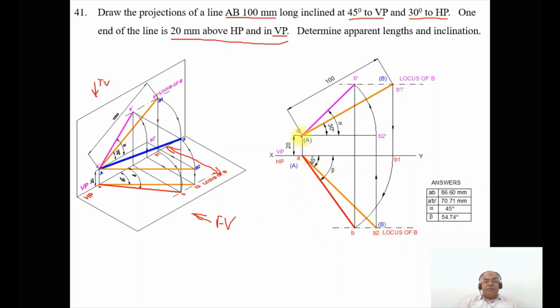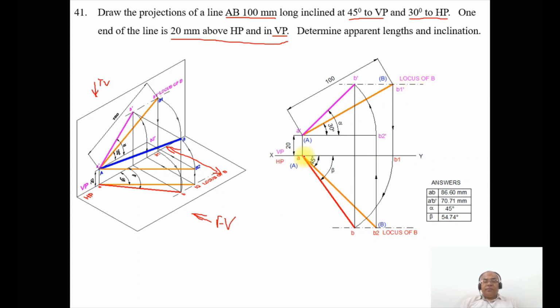Then by using the compass with A dash as center, taking the radius of 100, cut an arc on this 30 degree line. Similarly, with A as center, taking the radius of 100, cut an arc on this 45 degree line. Then you join A dash and B1 dash with a line a little bit thicker than the xy line. So you mark this point as capital A and capital B, and you mark this point as B1 dash. As we got the B1 dash, then draw a locus of B in dash dot line and write it as locus of B in the front view.